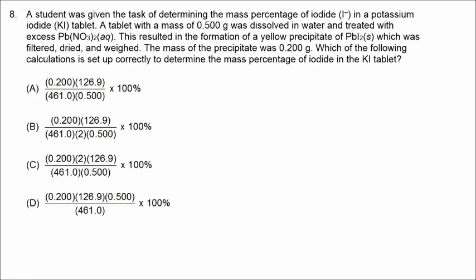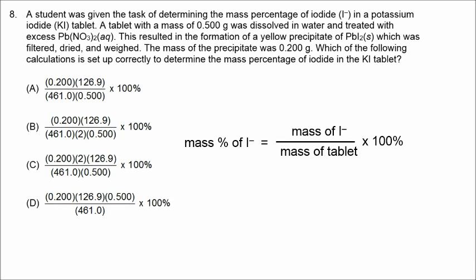All right, number 8 is asking us to figure out which of the following calculations is set up correctly to determine the mass percentage of iodide in this KI tablet. So the mass percentage of iodide would be the mass of iodide divided by the mass of the tablet times 100. So where is the mass of iodide going to come from? It's going to come from the mass of the precipitate, which is PbI2, lead iodide.